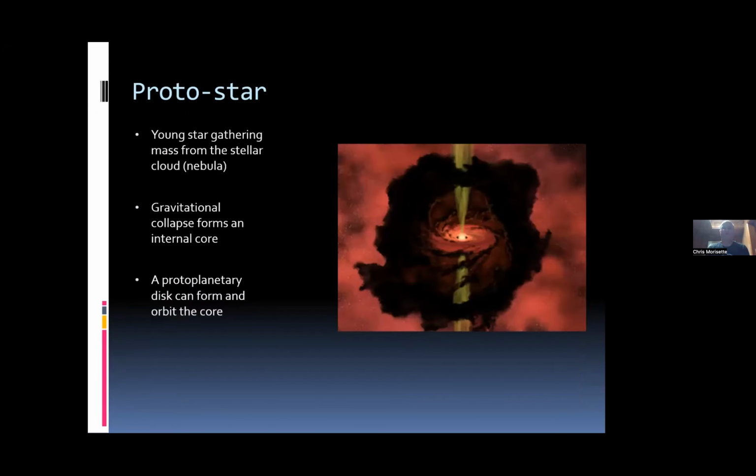Well, a protostar is a young star that's gathering mass from the stellar cloud or the nebula, and gravitational collapse forms an internal core. So because of the nature, in our case, of Orion, the gas has a tendency to collapse and form, again, due to gravity, a core of material. And in this case, it'd be predominantly hydrogen. There's also a thing called a protoplanetary disk that can form an orbit around the core. Orion has somewhere around 150 plus protoplanetary disks that have been observed. And we'll come back to protoplanetary disks when we talk about planet formation. But that's what a protostar is, and the beginning of life for a star.